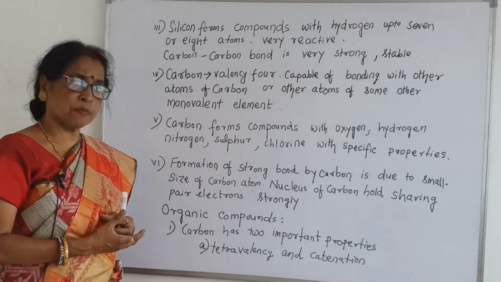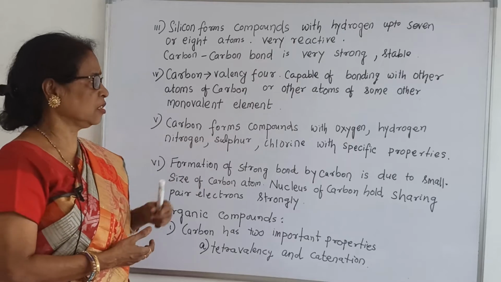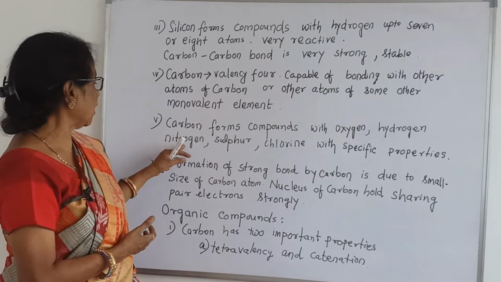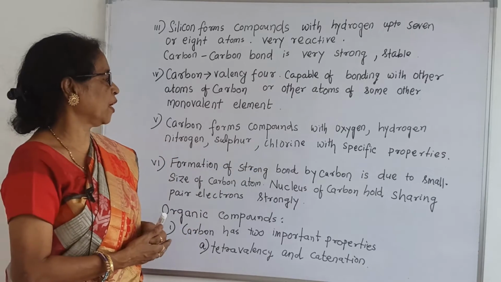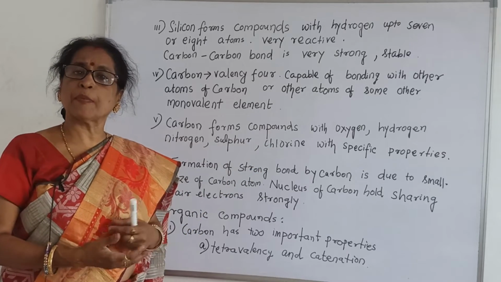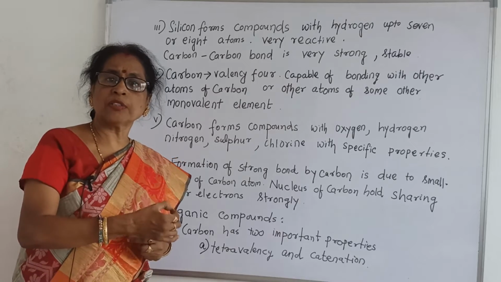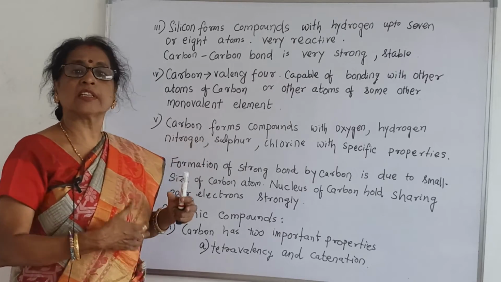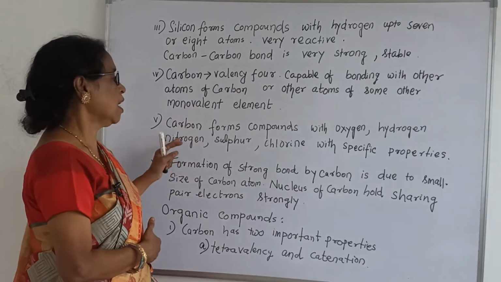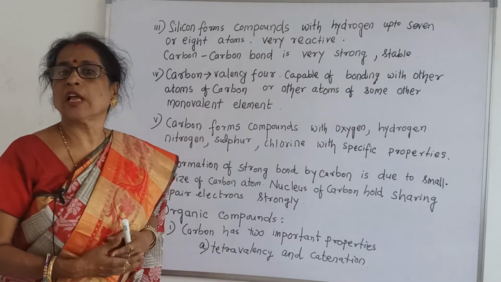Carbon forms compounds with oxygen, halogens, hydrogen, and sulfur. Halogen means chlorine, bromine, iodine. Their properties are different. If a halogen is attached, it is called a haloalkane. If sulfur is attached, it is called a sulfur compound. If nitrogen is attached, it is called an amine.